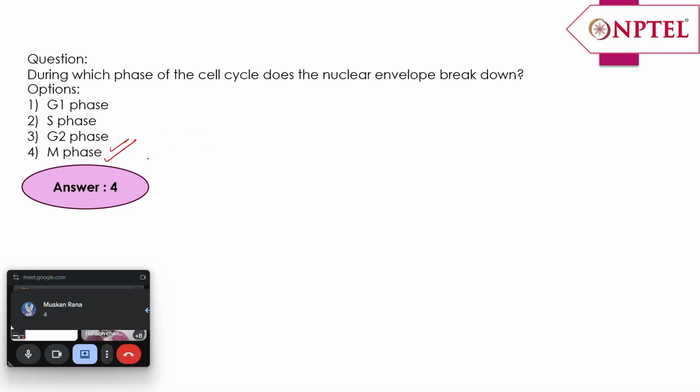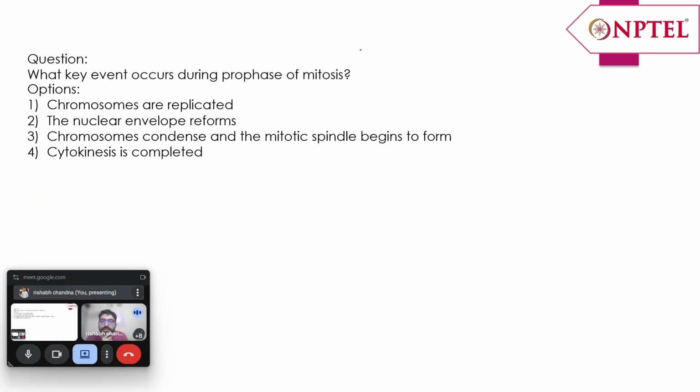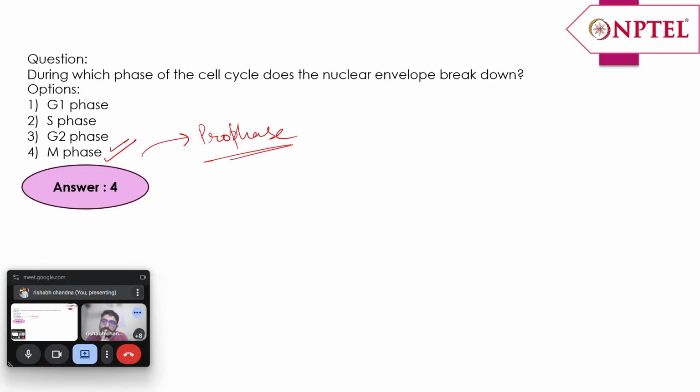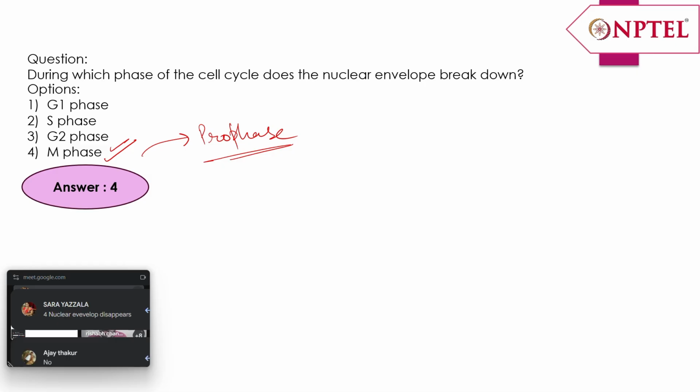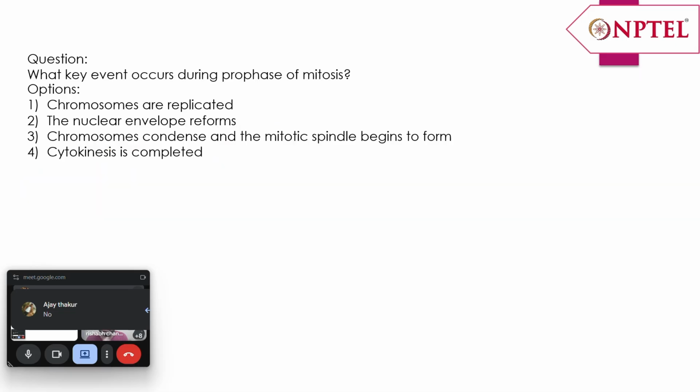And specifically in the M phase, there is prophase, where the nuclear envelope breaks down. Okay, so any doubts in this question? Yes. So let's move on to the next one. What key event occurs during the prophase of mitosis? So what can be the correct answer?